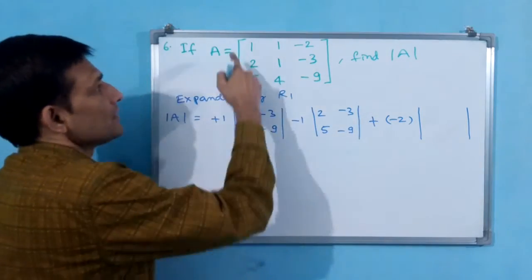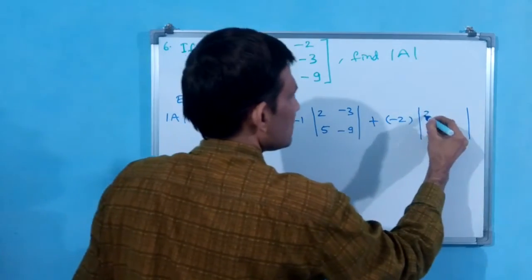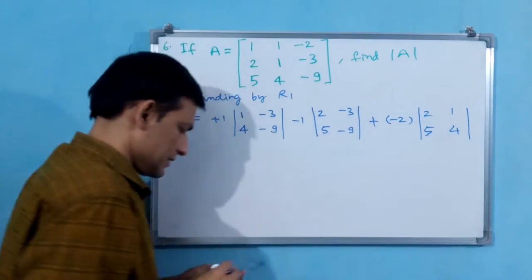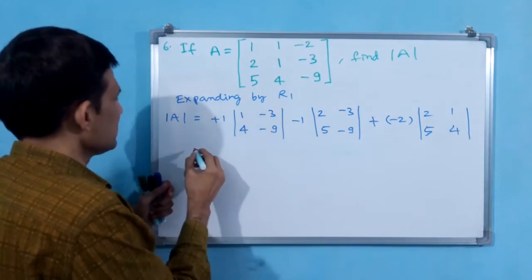Okay. Row 1 column 3: 2 1 5 4, 2 1 5 4. Okay, right on. Next operation, let us do.